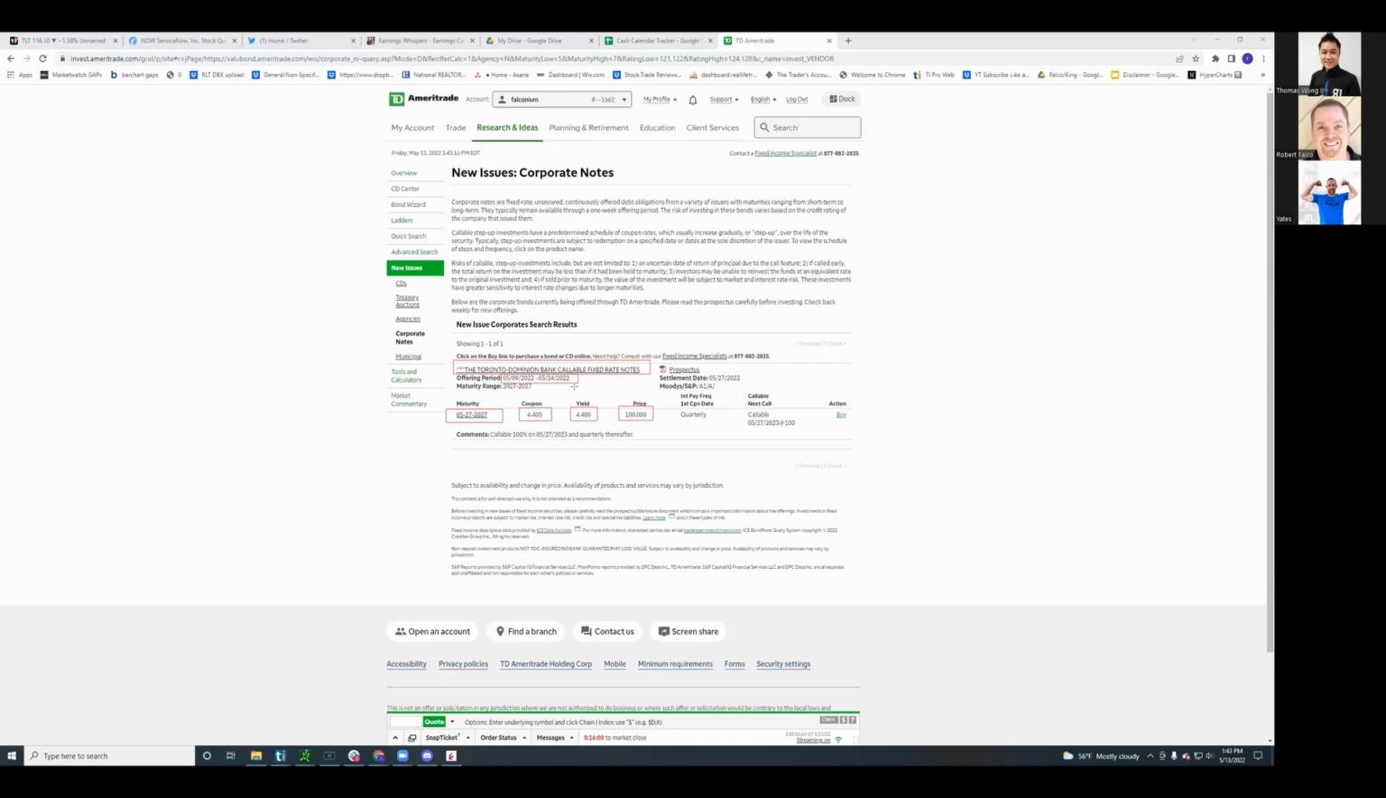So you can still buy this bond technically if you wanted. And you're going to get 4.4%. That is your annual percentage yield. It says quarterly right there. And then this is callable. Callable means that they can just give you your money back after a certain period of time. So let's say interest rates drop and they're able to issue new debt at a cheaper rate. They'll probably call this bond and issue a new one at a lower rate.